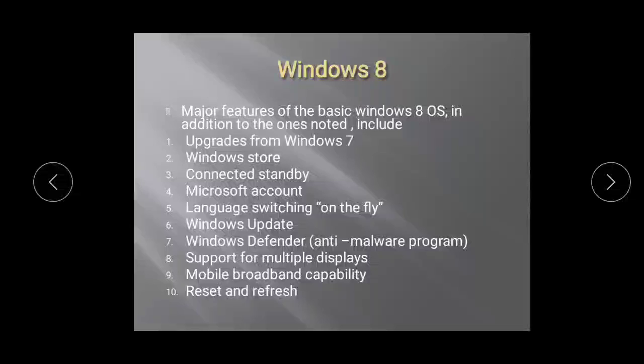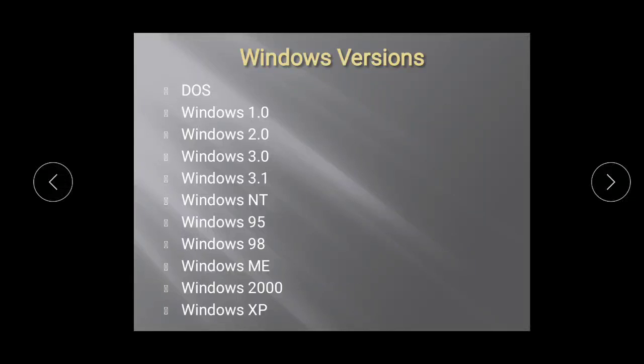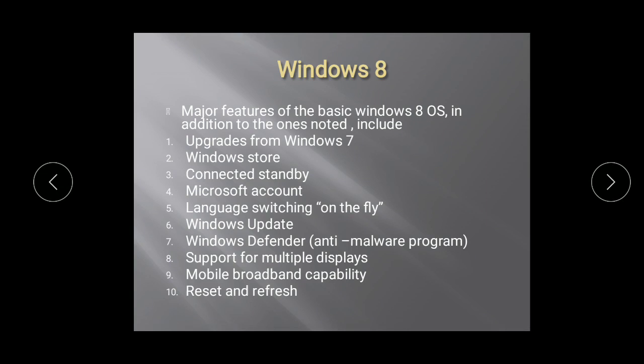So we'll start with Windows 8. Previously we had completed the types of Windows versions, that is DOS and so on, until Windows 7. Now we will start with Windows 8. So Windows 8, just a short introduction of Windows 8, then we'll start these features. Windows 8 is a Microsoft operating system and that was released in 2012.